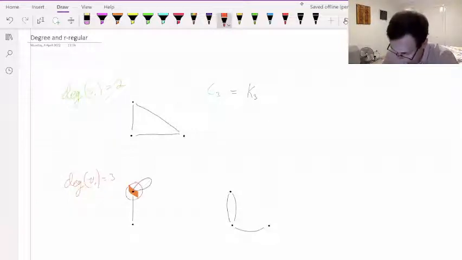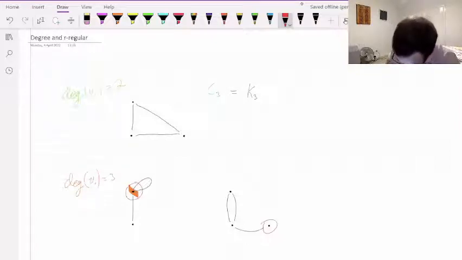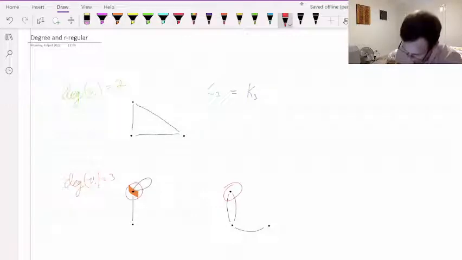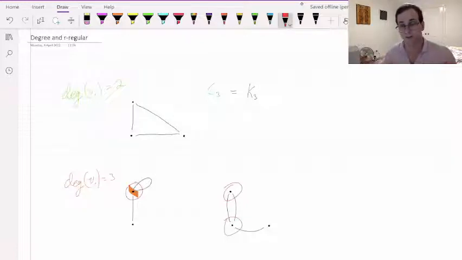Now, here we have our parallel edges. Once again, here is degree 1. What about this one up here? Well, you draw your circle, you can see it has degree 2. Down here, we have degree 3. And that's how we handle loops and parallel edges.